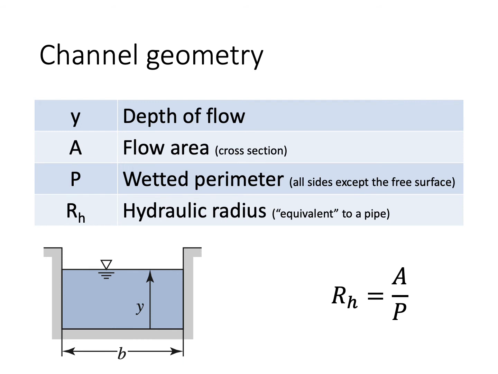P is the wetted perimeter. We have to add up all the sides except the free surface. That means the free surface is not wetting the walls. That's why we call it wetted perimeter. And finally, RH is the hydraulic radius. That's something equivalent to a pipe radius. So RH is defined as the area over the perimeter.